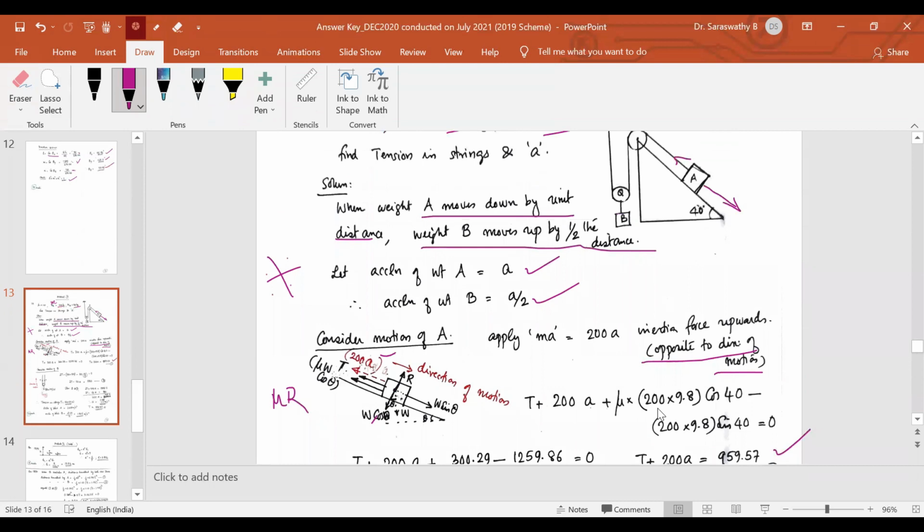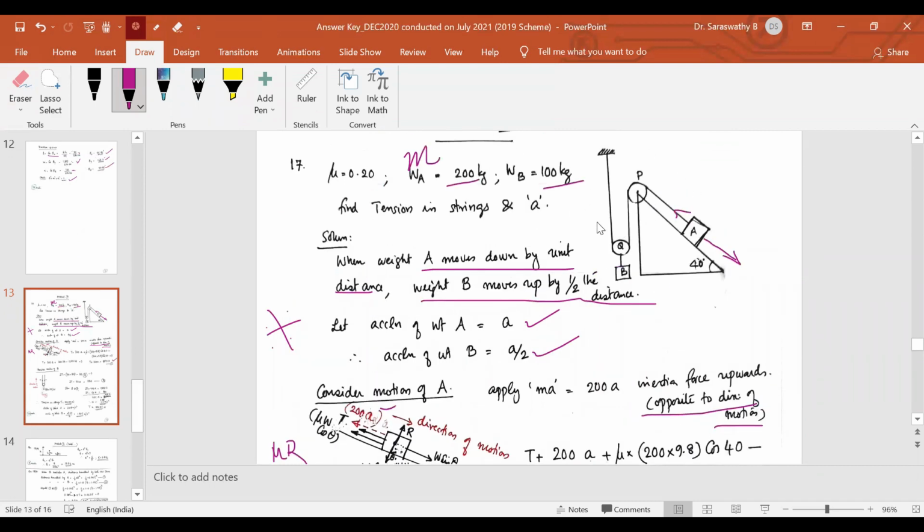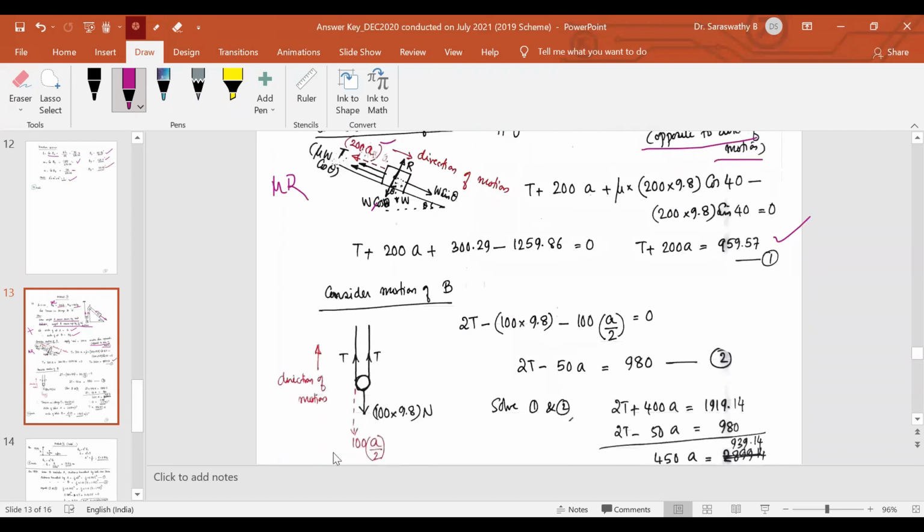Now consider the motion of B. Consider this mass. There will be tension in this rope on both sides. Since the pulley is smooth, the tension in these strings will be the same. This is moving up. The direction of motion is upward. Tension in the two strings is acting. Self-weight, W, mass into g, acting downwards. Since the direction is upward, you apply an inertia force, mass into acceleration, opposite to the direction of motion. It's very important. The acceleration of this mass is only a by 2.